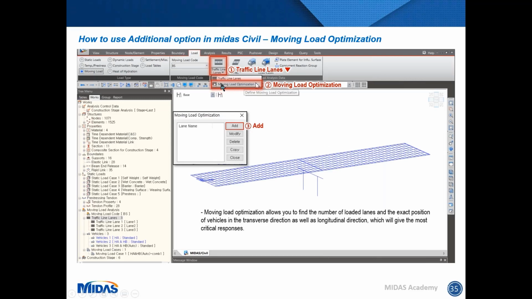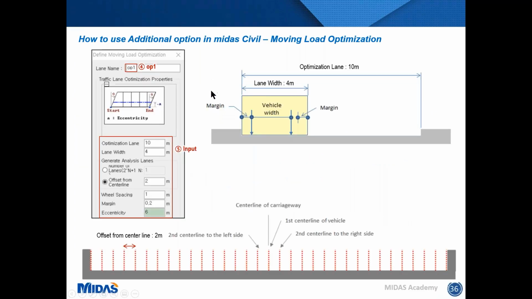And the second option is the moving load optimization function, which you use rather than using just a normal traffic line lane. By using this option, previously we defined each lane manually. If we have 5 lanes, let's say, we need to input the lanes 5 times. But with this optimization function, we can input the whole transverse carriageway width, and then assign the number of lanes.